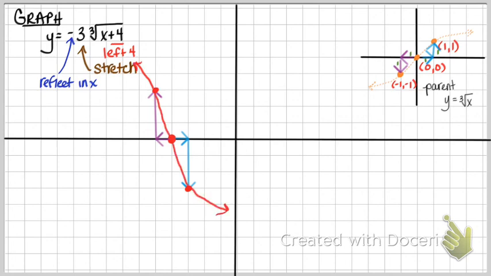From this point, we draw ourselves a curve, and we identify domain and range. Again, domain and range for our cube root functions, negative infinity to infinity. It's all real numbers in both directions.